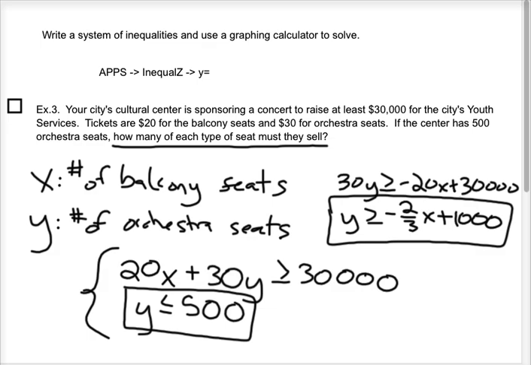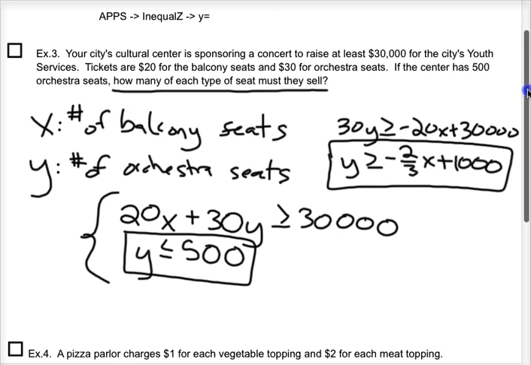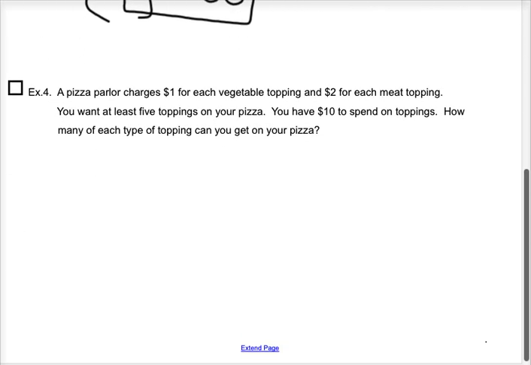All right, let's go to our last example. So, pizza parlor charges $1 for each vegetable topping and $2 for each meat topping. You want at least 5 toppings on your pizza. You have $10 to spend on toppings. How many of each type of topping can you get on your pizza?